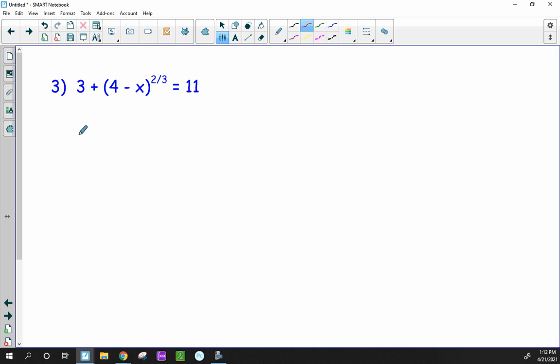Okay, question 3. 3 plus quantity 4 minus x raised to the 2/3 is equal to 11. This time, instead of using a radical, I chose to use a fraction power because we should know already what that means. We can switch it over to a radical, and that way we can perform the same steps.